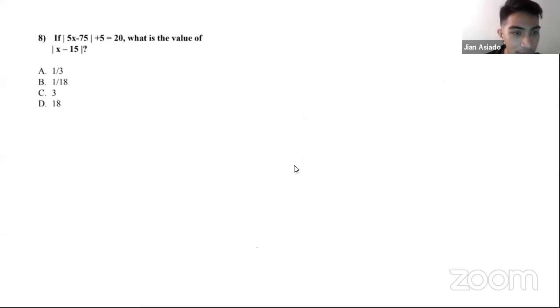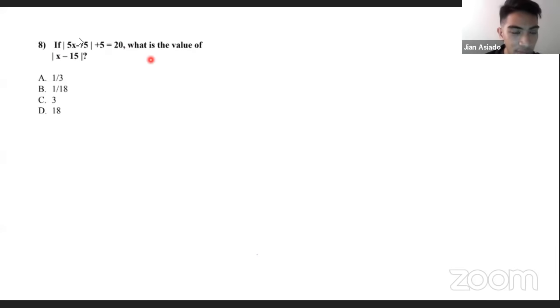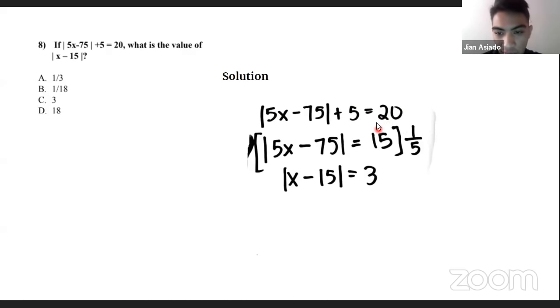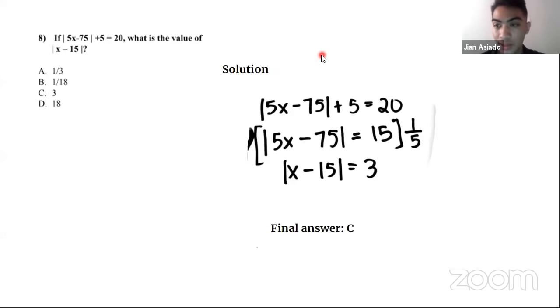Okay. And then, what's the value, no? This one, absolute value. So, pag absolute value, hindi pwedeng basta-basta lang galawin yung nasa loob ng absolute value, no? So, you treat it as one term, no? So, for example, okay, like this. Dito, nilipat si 5, no? So, naging 15. And then, dinivide mo sa 5. So, ito magiging x minus 15. Okay. And then, 15 divided by 5, 3. Ayan. So, letter C.